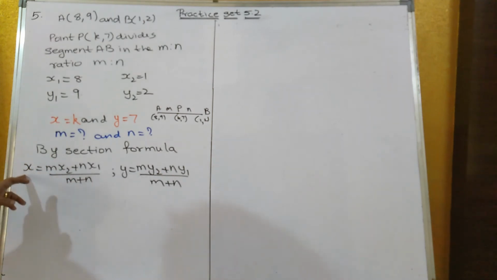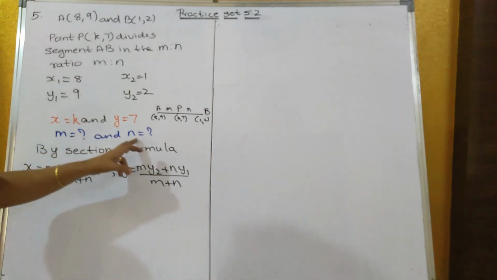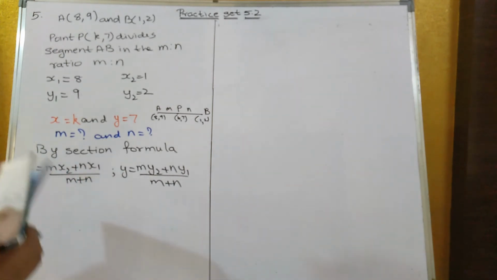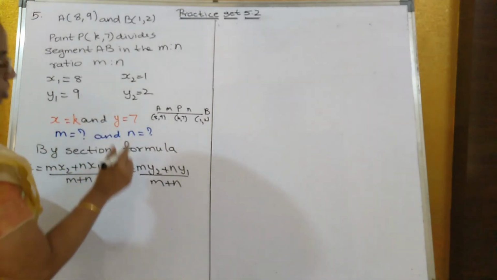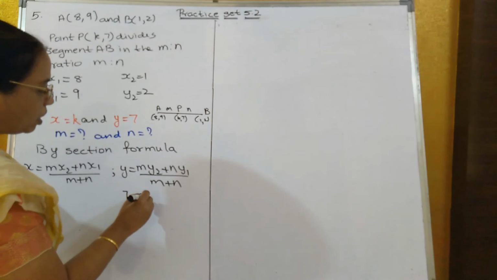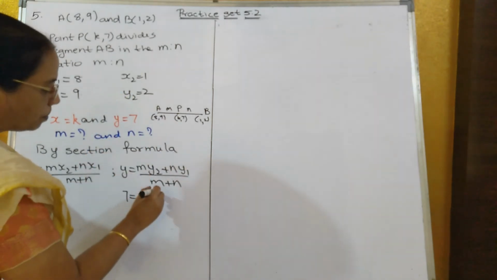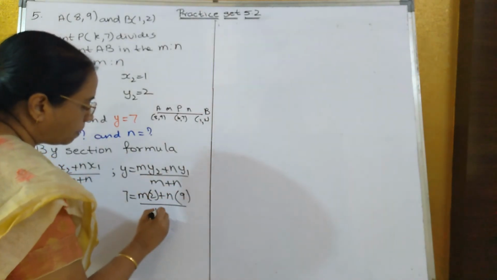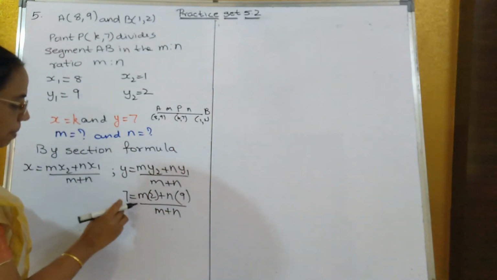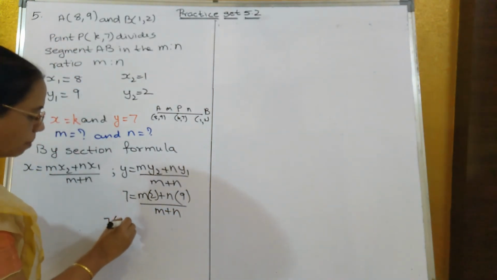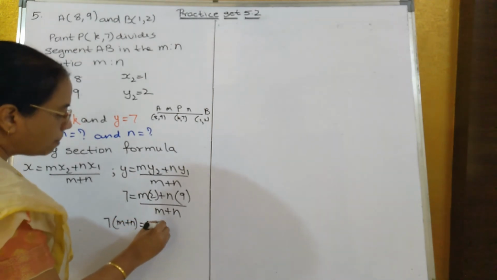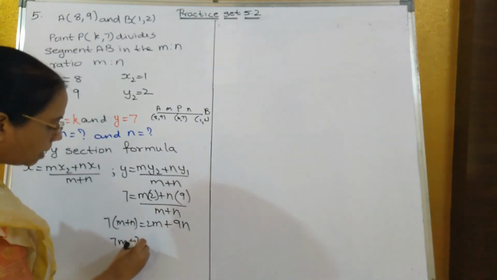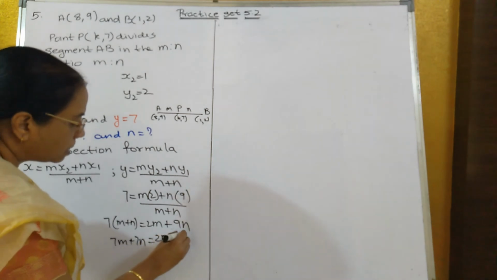Why? Because here we don't know the value of x, as well as m and n. So we can't find it by using the x value, but we can find it by this. So y is equal to 7, that's equal to m, we don't know, into y2, which is 2, plus n, we don't know, into y1, which is 9, upon m plus n. Take this m plus n on the other side, you'll get 7 into (m plus n) is equal to 2m plus 9n. Now 7m plus 7n is equal to 2m plus 9n.